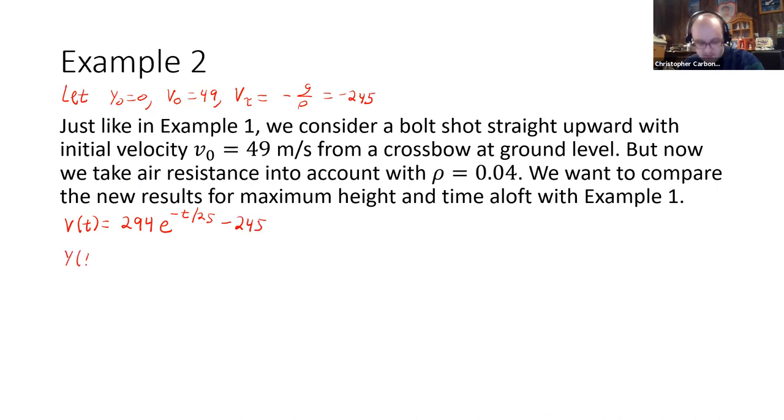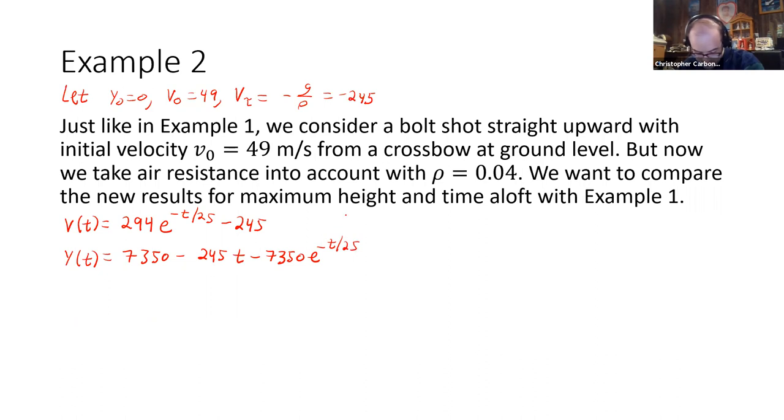And y(t) is equal to 7,350 minus 245 times t minus 7,350 times e^(−t/25).